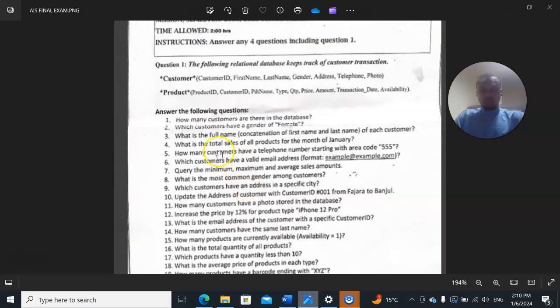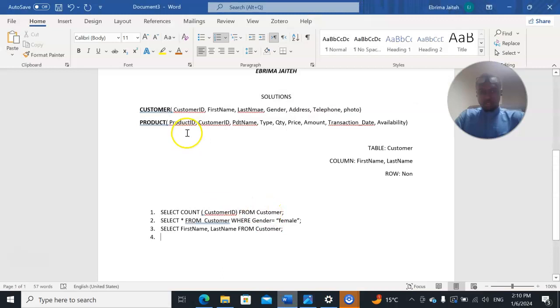Now let's go to question number 4. It says, what is the total sales of all products for the month of January? So to also break down this question, let's ask what we normally do. What is the total sales? So the total sales is talking about what? Under the product table, let's see the attributes of the product. We have product ID, customer ID, product name, type, quantity, price, amount, transaction date, and availability. So when the question says what is the total sales, which attribute or which column do we think we're going to use?